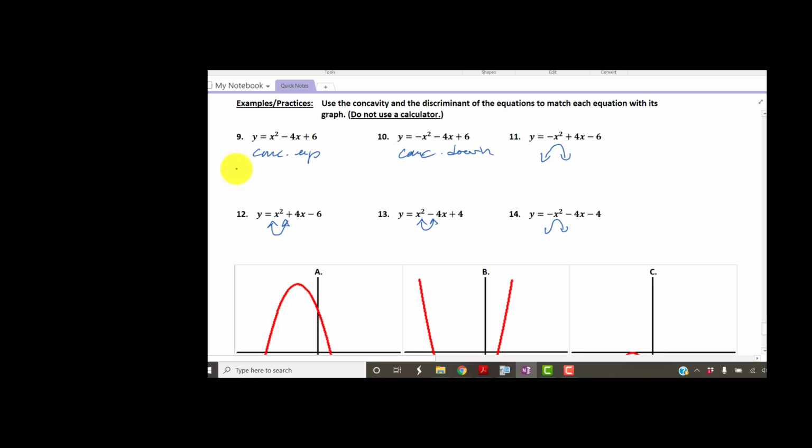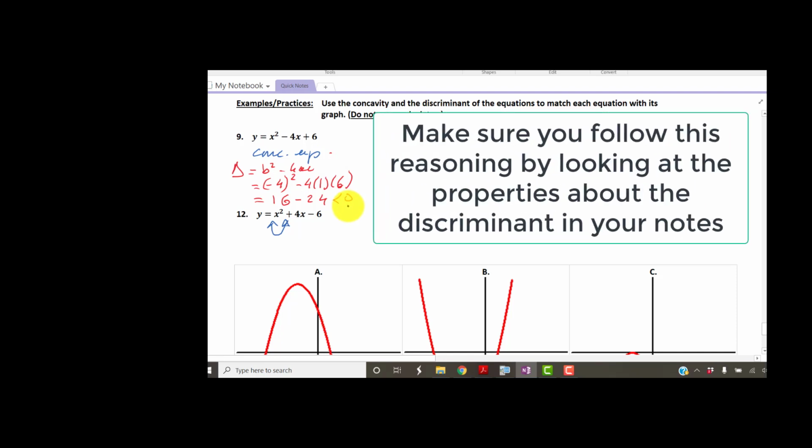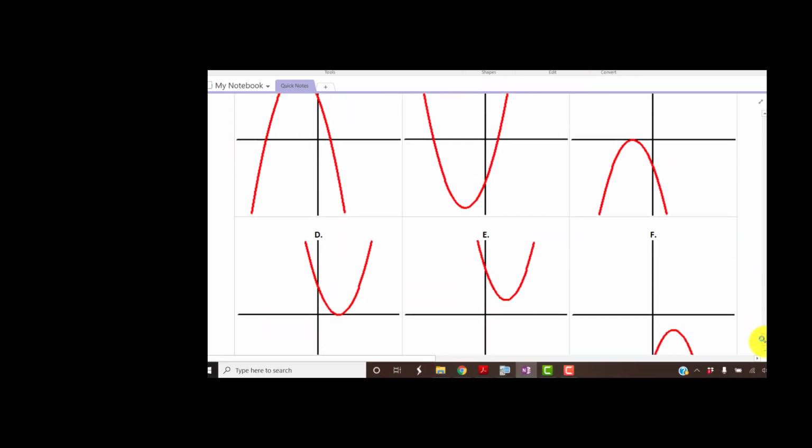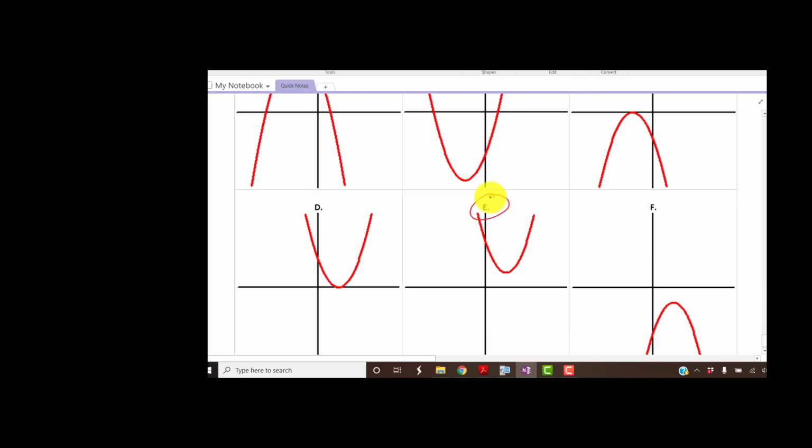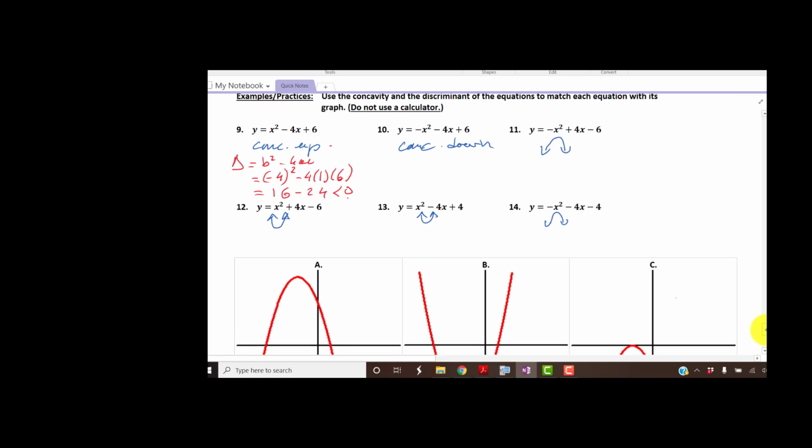I'm going to look at my discriminant. Delta equals b squared minus 4ac. So this is negative 4 squared minus 4 times 1 times 6, right? So negative 4 squared is 16 minus 24. So that is negative. So this is a parabola that is concave up and delta is negative, so it doesn't have any x-intercept. So concave up, no x-intercept, well, that's E, right? Concave up, no x-intercept, that's E. So I have 9 that goes with E right here.